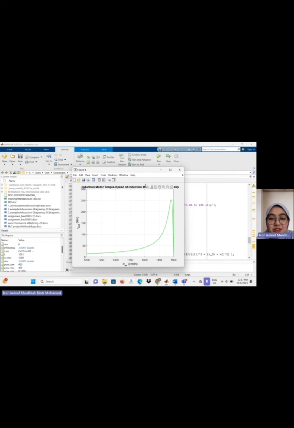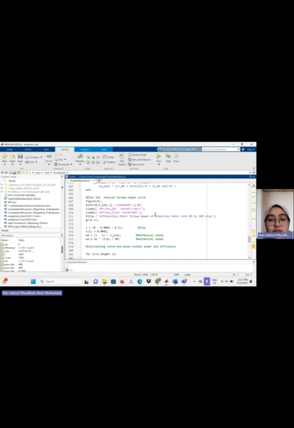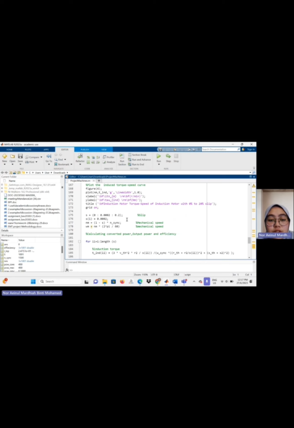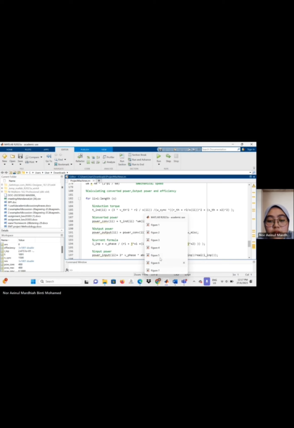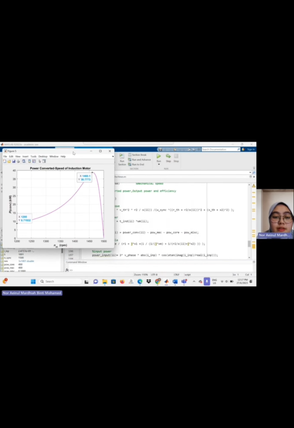This is an induction motor torque speed characteristic with 0% to 20%. This is the instruction we got. This is the slip we use. So it becomes like this.